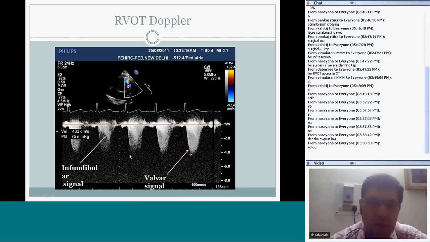So just a continuous Doppler signal, and okay, I've already marked it for you guys actually. So this shows the two signals very clearly. Can you appreciate that? This is a sickle-shaped signal inside what we call an ellipsoid signal. Is this visible here? The two signals can be separated out in some cases, and it's infundibular as well as valvular stenosis, the combination of the two.